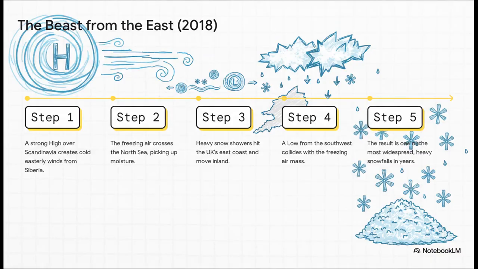So if we look back at the charts from that week, you can literally watch the story unfold. You see this massive high-pressure system just sitting over Scandinavia, totally stubborn. Its clockwise flow starts pulling this bitterly cold air straight from Siberia. As that freezing air travels over the North Sea, which is relatively warm, it just soaks up a ton of moisture. And then, the final piece of the puzzle, it collides with a low-pressure system moving in from the Atlantic. You've got the cold air, you've got the moisture, and you've got the powerful lift from that low. It was the perfect storm, and it led to one of the biggest snowfalls in years.